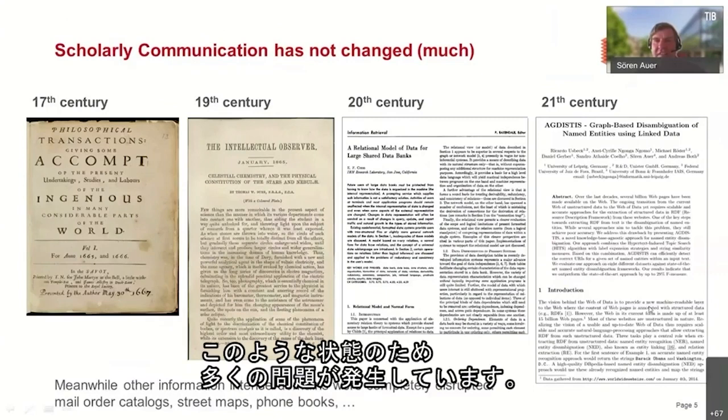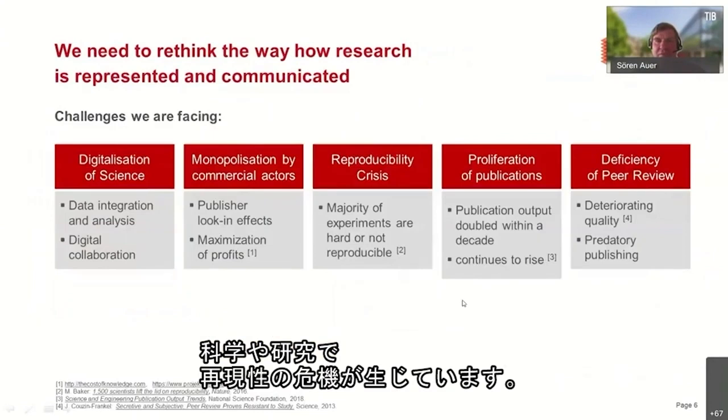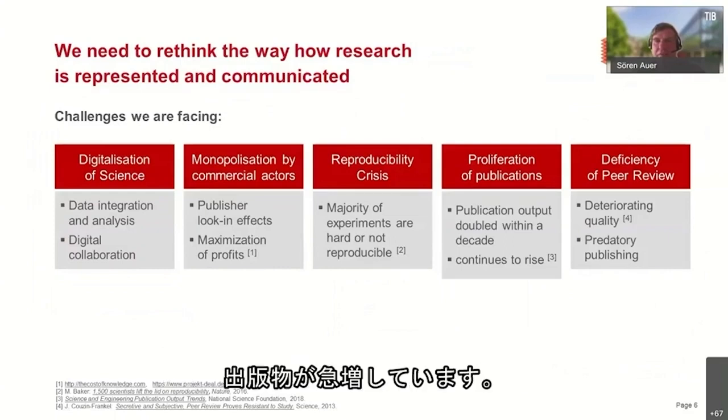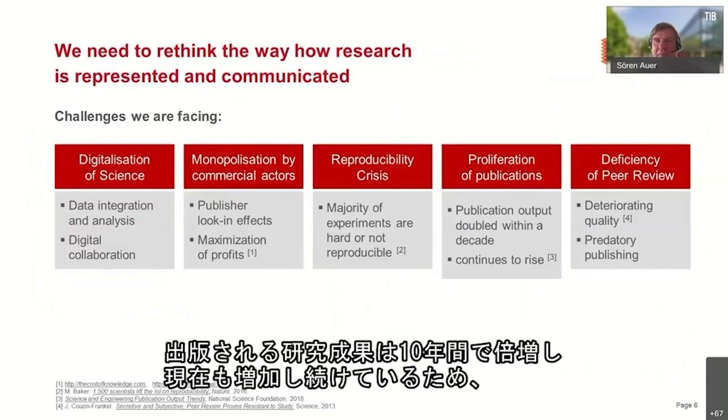So this creates a number of problems in science, in research. We have a reproducibility crisis. For example, many experiments are very hard or not reproducible. We have a proliferation of publications. There is a flood of publications. The publication output, for example, doubled within a decade and is continuing to rise.